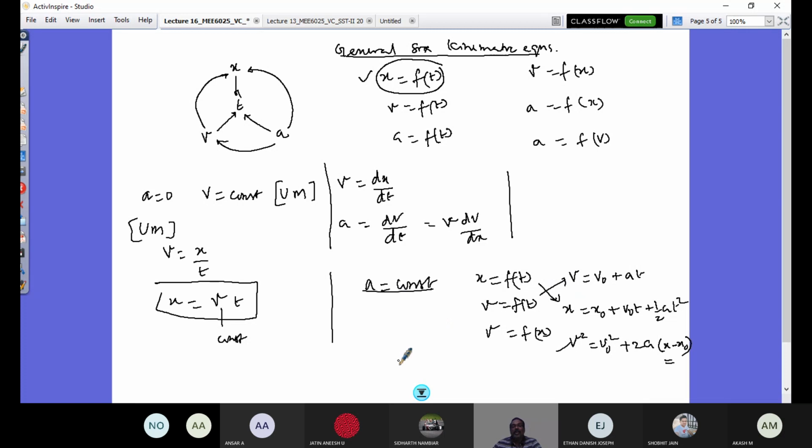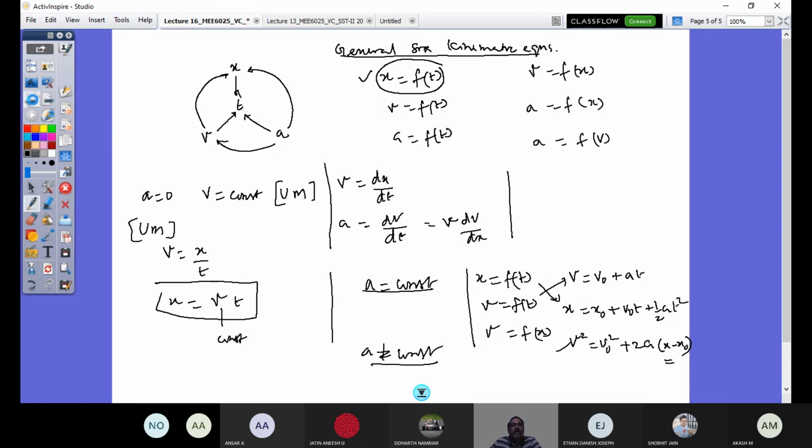But when the acceleration is not constant, when A is varying, that's very interesting. You have all the six equations to play around, and you cannot use these three equations, no more you can use them. So first you should have clarity of translational kinematic equations. You have an analogous rotational kinematic equation as well.